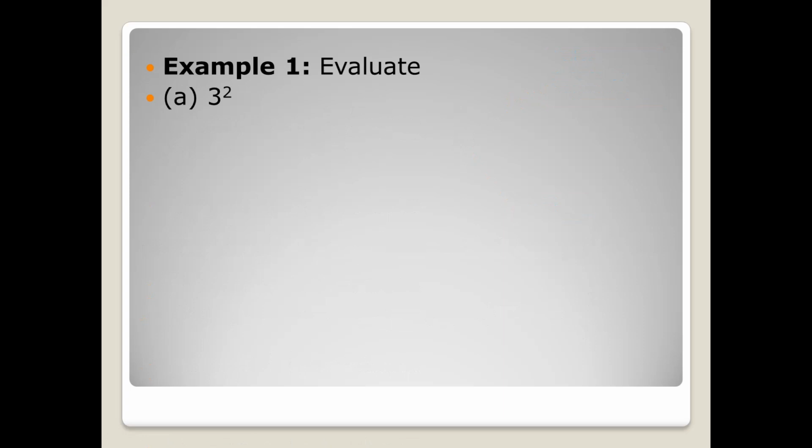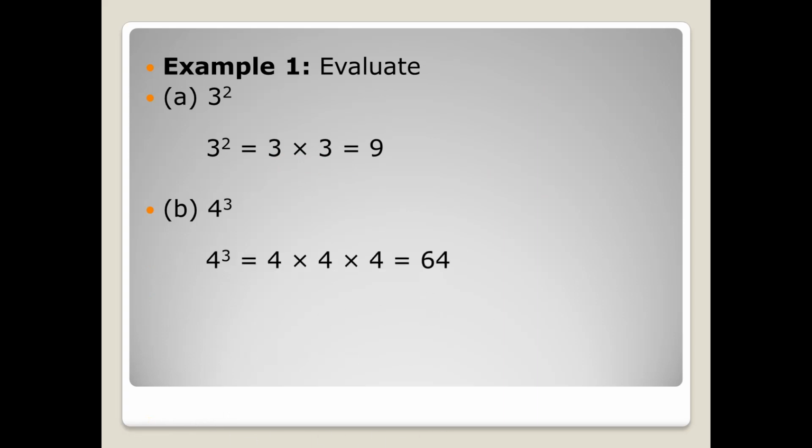Let's have example number 1 and evaluate first 3 to the power of 2. 3 to the power of 2 means we have to multiply 3 by itself 2 times. 3 times 3 is 9. 4 to the power of 3. So we have to multiply 4 by itself 3 times. 4 by 4 by 4. So 4 by 4 is 16. 16 by 4 is 64. 7 to the power of 0. Any number raised to the power of 0 is 1.